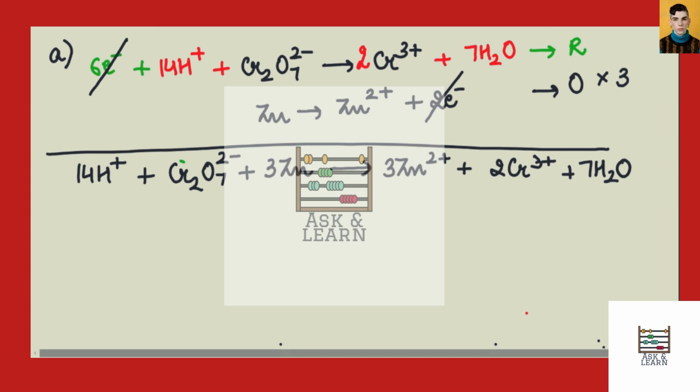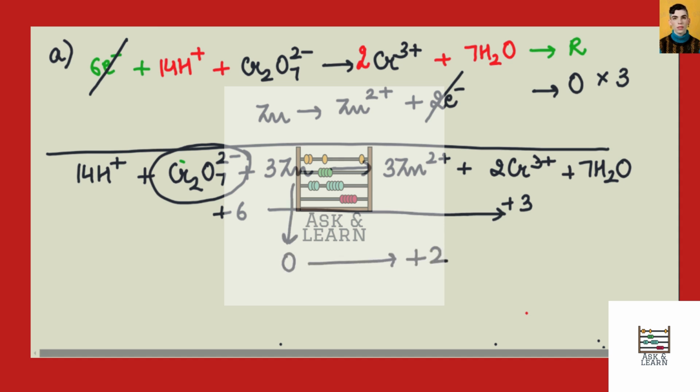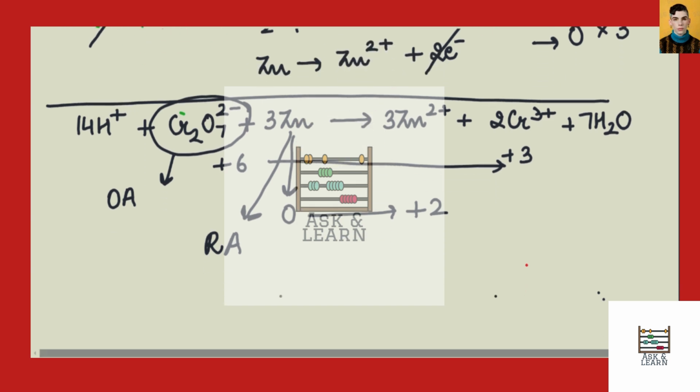Okay, and now we have to decide which is the oxidizing agent and which is the reducing agent. The oxidation state of chromium in Cr2O7 2- is +6, and that goes to +3. The oxidation state of zinc is 0, which goes to +2. Therefore Cr2O7 2- is our oxidizing agent, since it is oxidizing zinc and itself gets reduced, whereas zinc will be our reducing agent because it's reducing Cr2O7 2- and itself getting oxidized. Okay, so that's our part A.